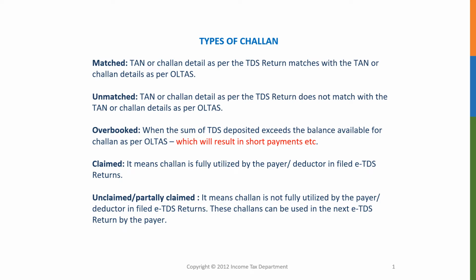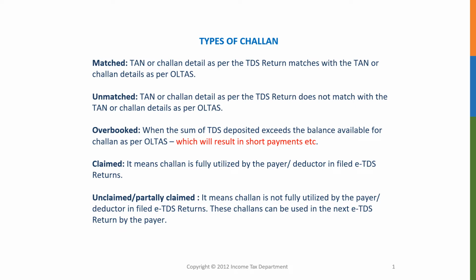Before going into the correction procedure, let's see the different types of Challan status in TRACES. First one is the matched Challan. In the case of a matched Challan, the TAN or Challan details as per the TDS return match with the TAN or Challan details as per the OLTAS.